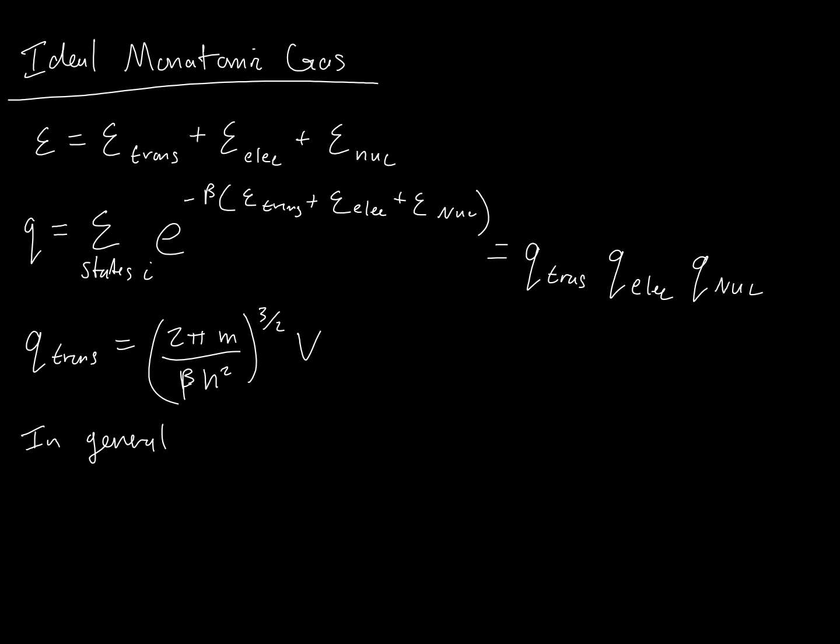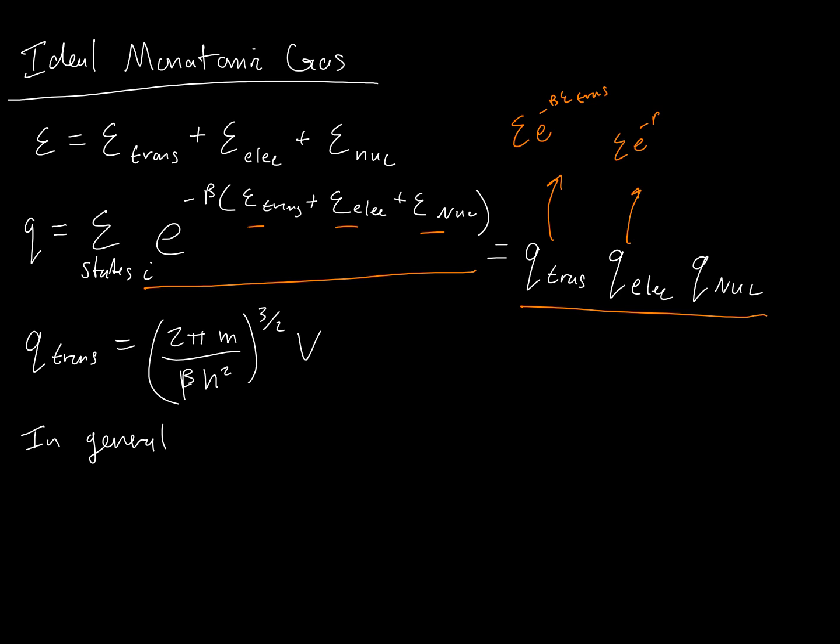Correct. So, transitioning from this form here to this form here, we have to assume that the translational, electronic, and nuclear functions are not dependent on one another. So we could write out the translational function as a summation of e to the minus beta epsilon translational energy states. The electronic one is a summation of e to the minus beta energy of the electronic states, and same thing for here.